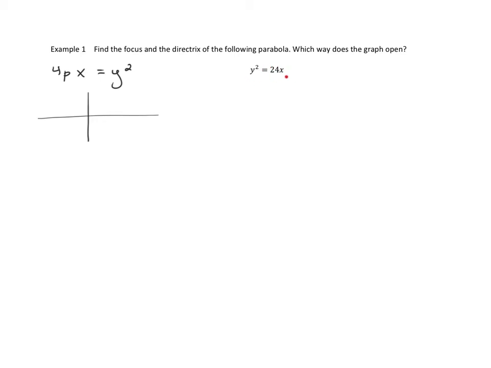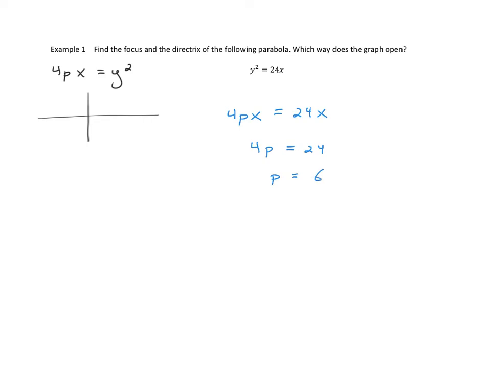What we're going to do is take the 24x and make it look more like this, 4 times p times x. Our goal is to find what the value of p is equal to. Basically what we're saying is 4px is equal to 24x. Or, more simply, 4p is equal to 24. If you divide both sides by 4, you get that p is equal to 6.